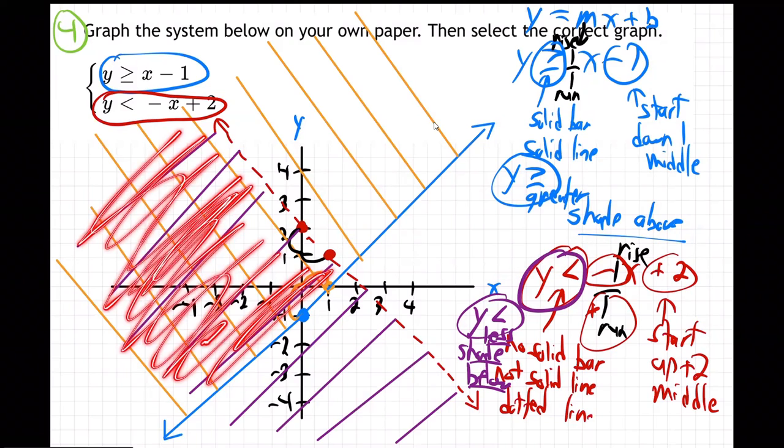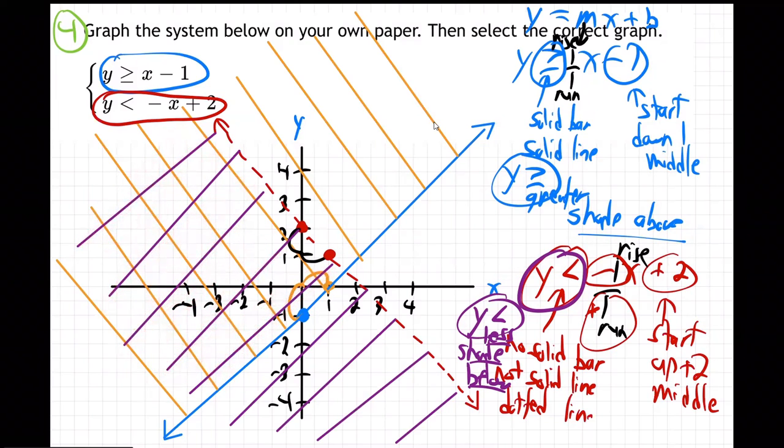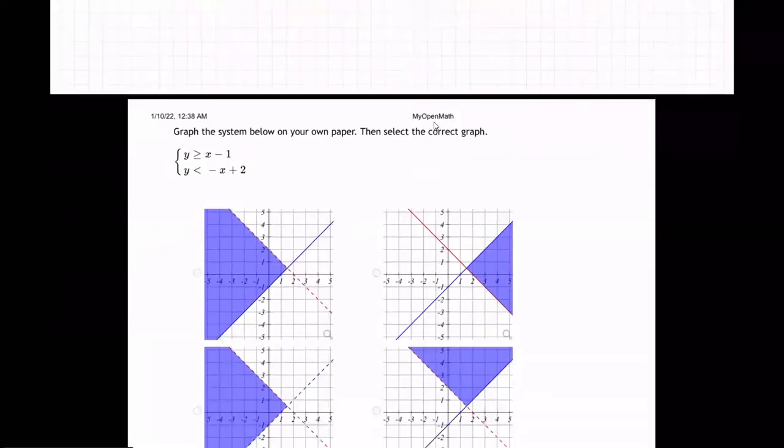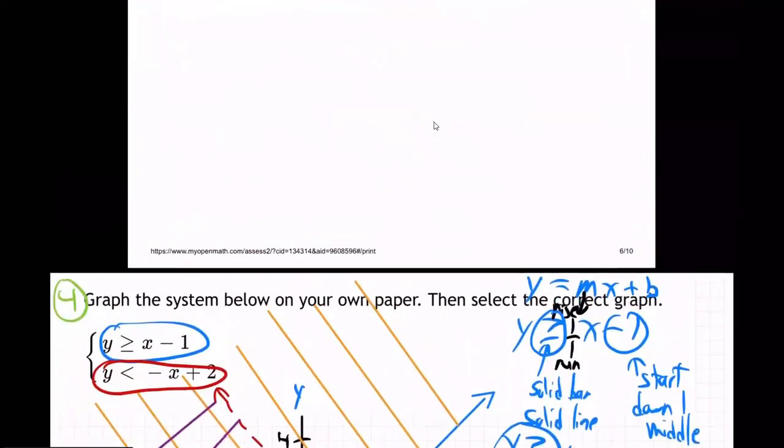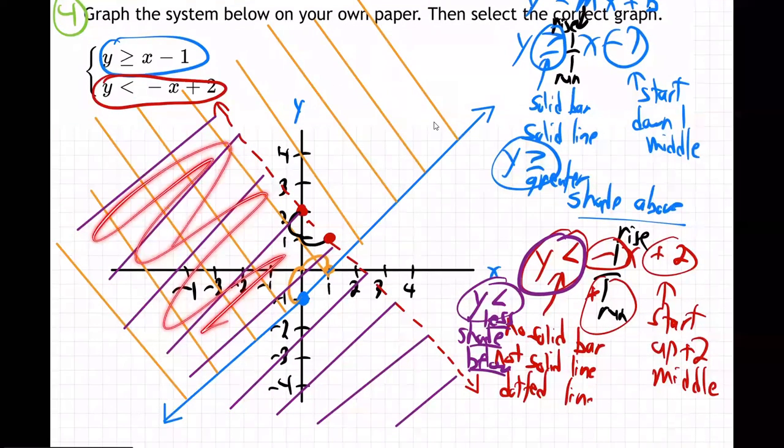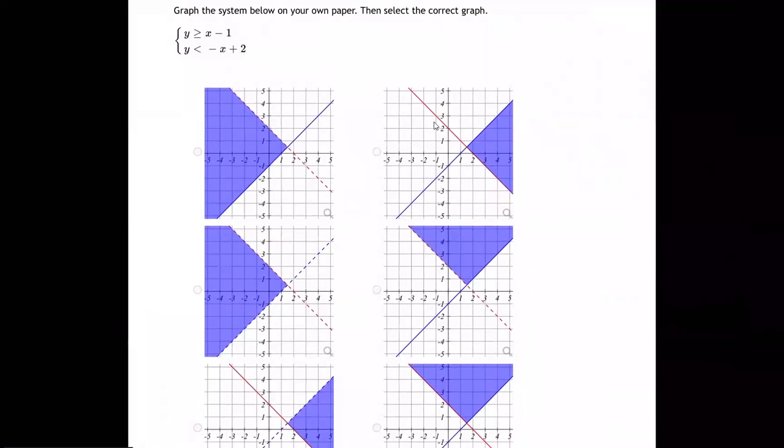That's going to be the overall answer to our system. Let's go look. So we're looking for shading, a solid line here, shading above, dotted line going down, shading below. So let's go find that. Oh, and the answer is the upper left with a solid line and a dotted. Okay. Oh, it's this very first one, isn't it? Am I missing something? This is it.